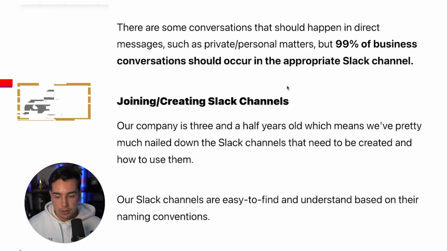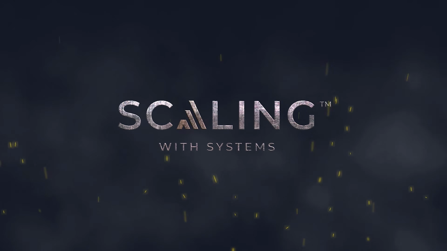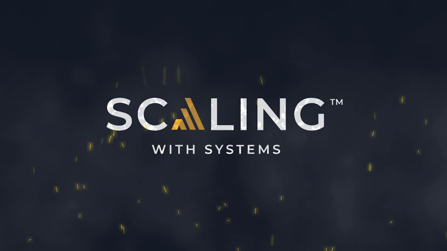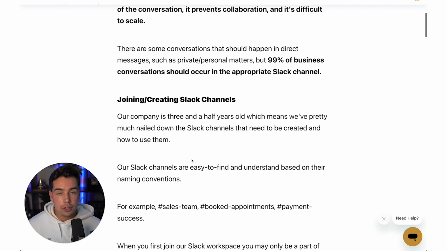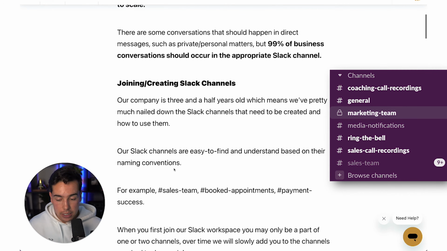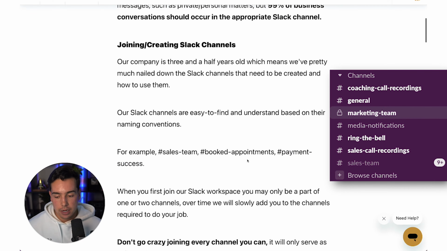So let's talk about the Slack channels here. Our company is 3.5 years old, which means that we've pretty much nailed down Slack channels that need to be created and how to use them. Our Slack channels are easy to find and understand based on naming conventions. For example, there's sales team, which is all the conversations that happen with the sales team. There's booked appointments, which is whenever we get a booked appointment, that channel gets notified. And there's payment success, which is whenever we have a high ticket sale that goes inside of there.